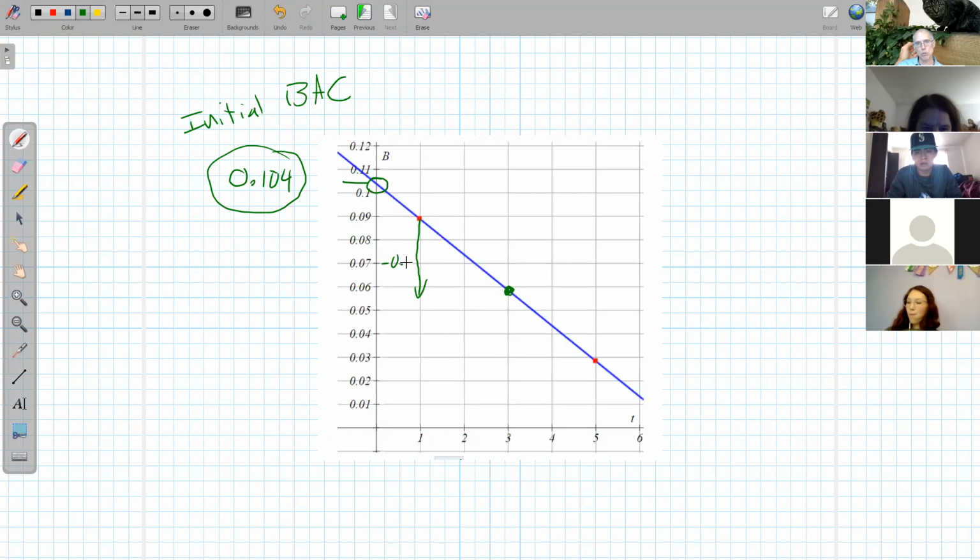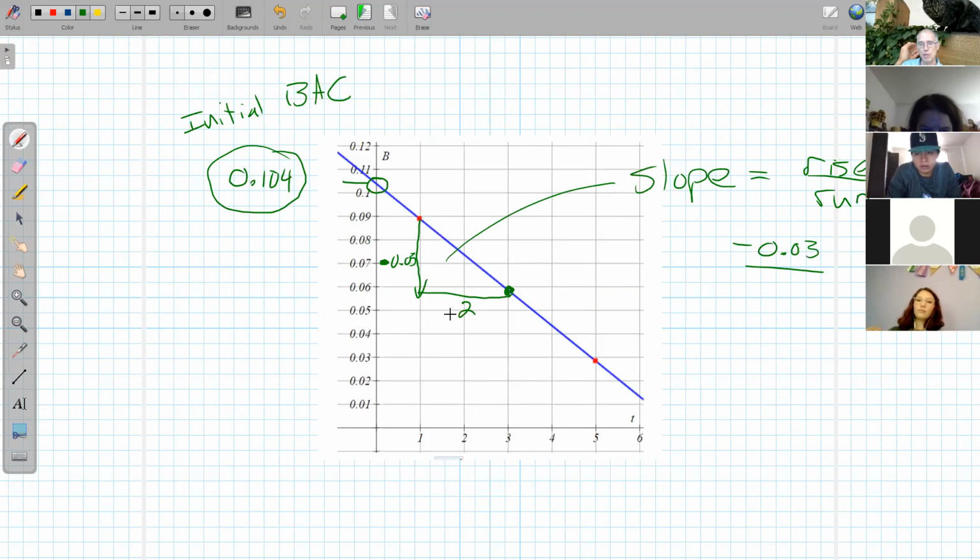We went down 0.03. That's a minus right there, over 2 hours. That right there we call a slope. And you may have seen slopes before in another math class. Slope is your rise over your run. So my rise is actually a fall. My numerator is the negative 0.03, and my denominator is that move that direction, positive 2. We reduced that slope on the calculator and got negative 0.015. Question, have we seen this number somewhere else?